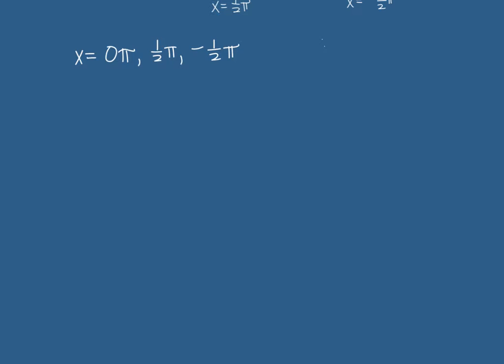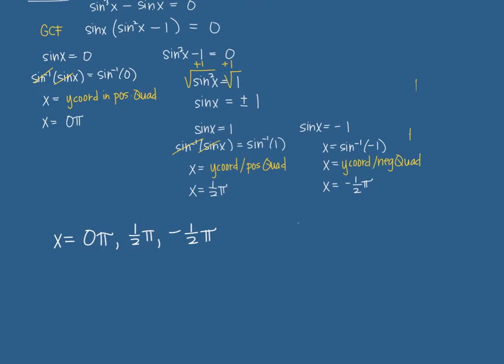So do we have to put like 1/2 pi and then negative pi, or can we put plus or minus? Oh, sure. You could write plus or minus. Yeah.